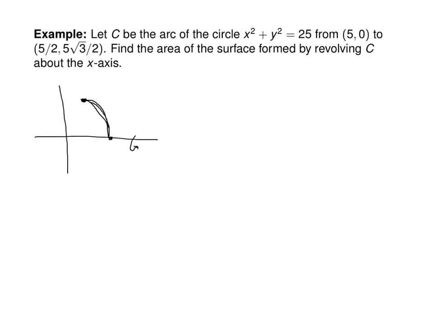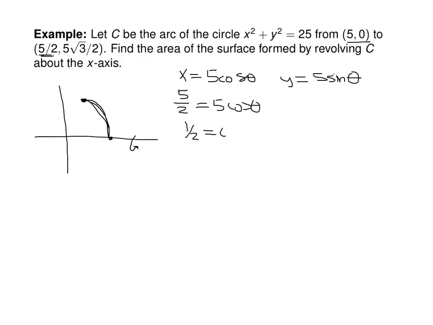So first of all, if I have a circle of radius 5, x will equal 5 cosine of theta, and y is 5 sine of theta. That's just the typical parameterization of a circle of radius 5. And it's pretty obvious that (5, 0) corresponds to theta being 0. But 5 over 2, that's the x-coordinate. So if 5 over 2 equals 5 cosine of theta, it's like saying 1/2 equals cosine of theta, and that happens at theta equals pi thirds.